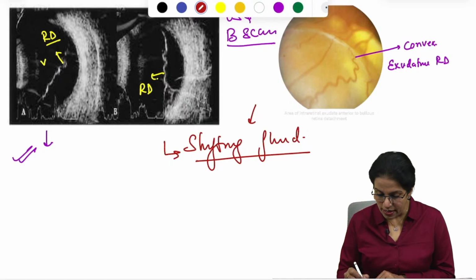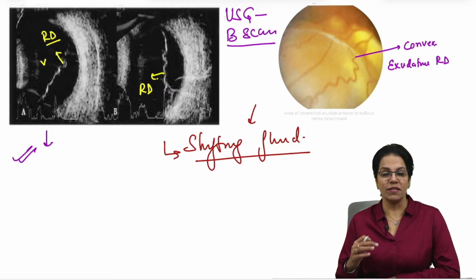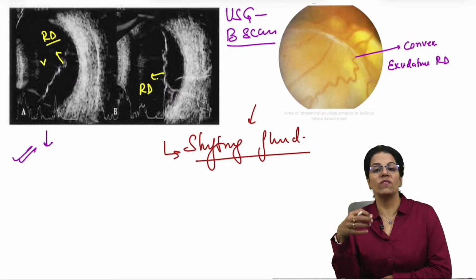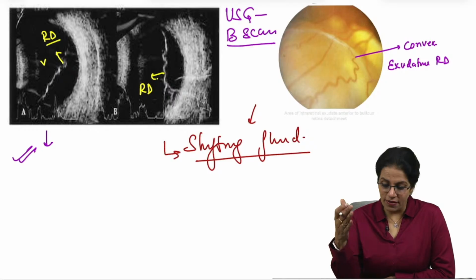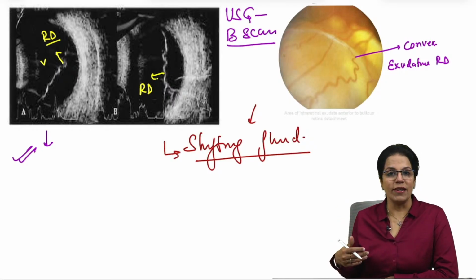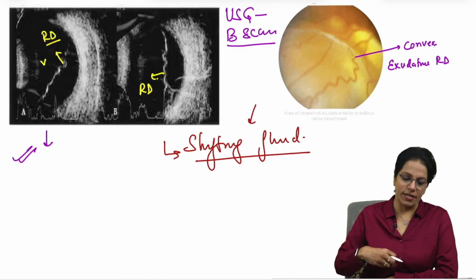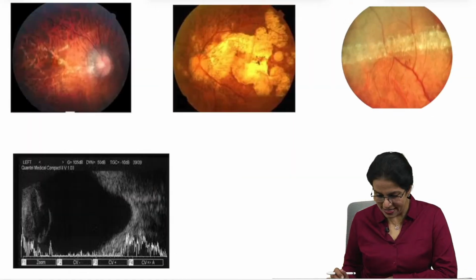Shifting fluid has been asked in your exam. You have to know it's a typical feature of exudative. And what is exudative? Let me remind you, any pathology of the choroid, whether any tumor or neovascularization in the choroid, whatever it is, when it percolates into the subretinal space, the RD that it causes is called exudative retinal detachment. So exudation from the choroid. That's by the name. Right, we come to the next.